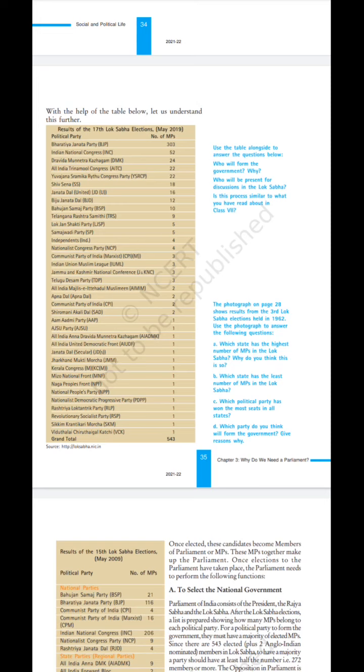Rashtriya Janata Dal RJD 4. Samajwadi Party SP 5. Shiromani Akali Dal 4. Shiv Sena 18. Telangana Rashtra Samiti TRS 11. Telugu Desam TDP 16. Other regional parties 7. Registered unrecognized parties 16. Independents 3. Grand total 543.